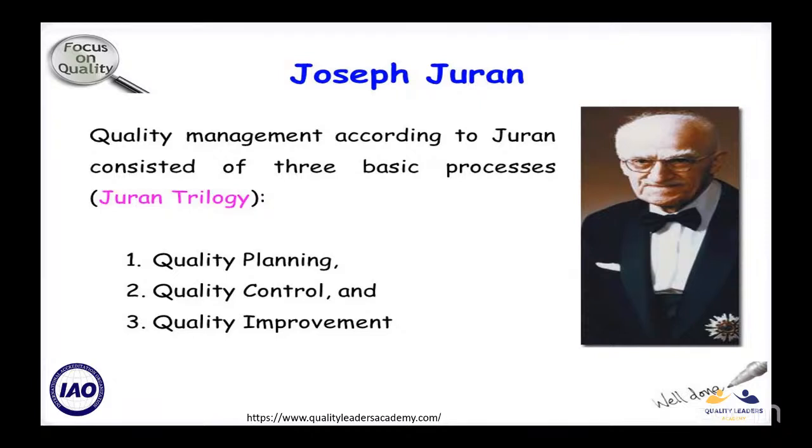Now remember, we need all these three. Planning without control means you don't know if your plans worked. Control without improvement means you are just maintaining the status quo, you are just maintaining mediocrity. Improvement without planning means you are fixing things randomly without a plan. I remember one quote from Juran: quality does not happen by accident, it must be planned. So this single sentence contains an entire philosophy.